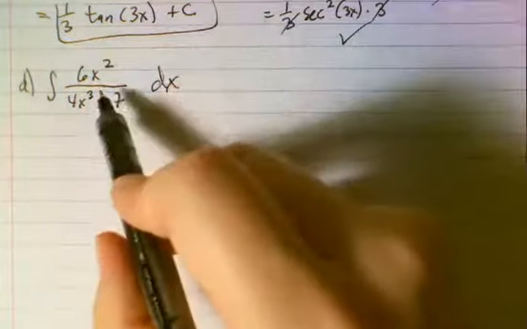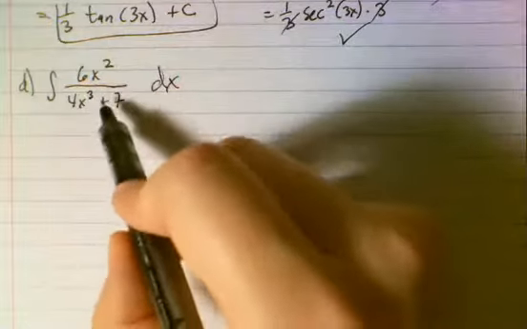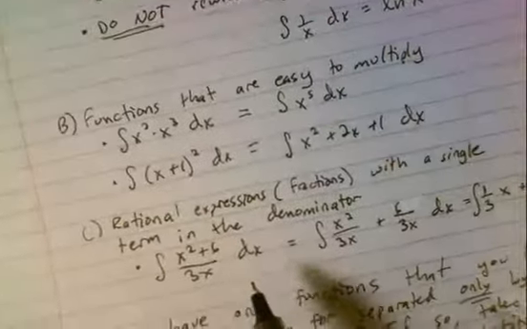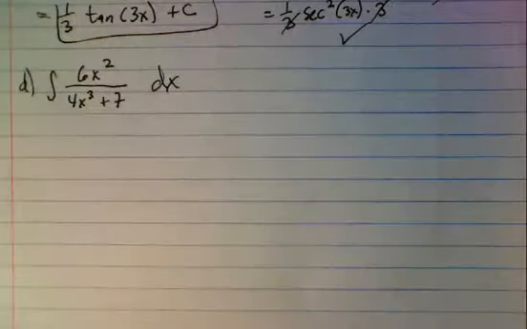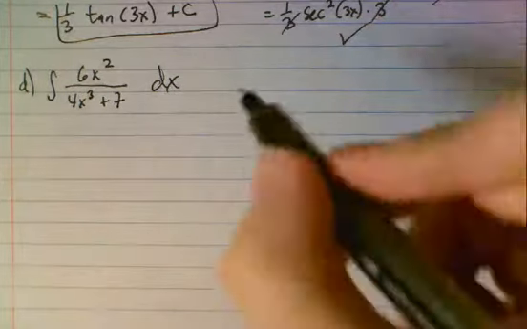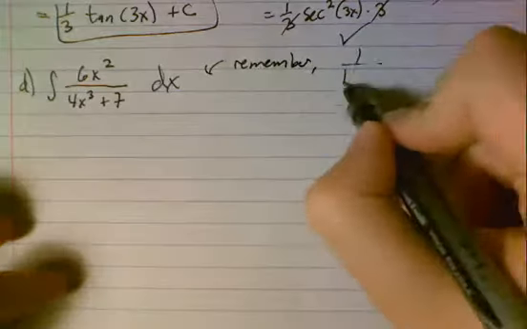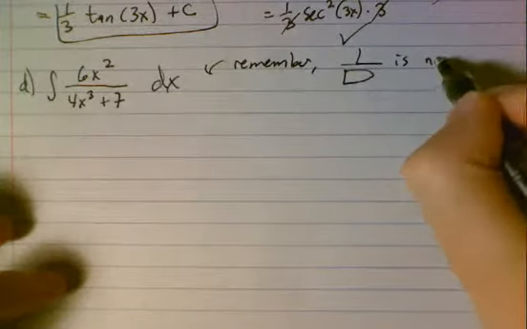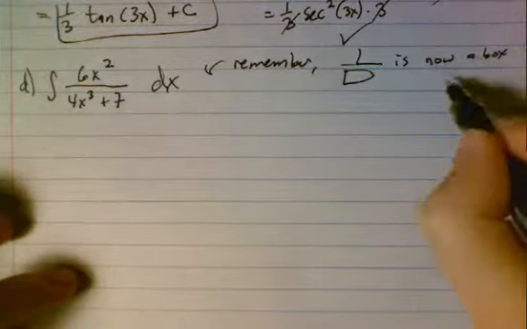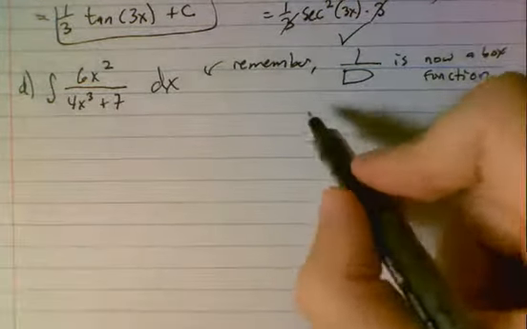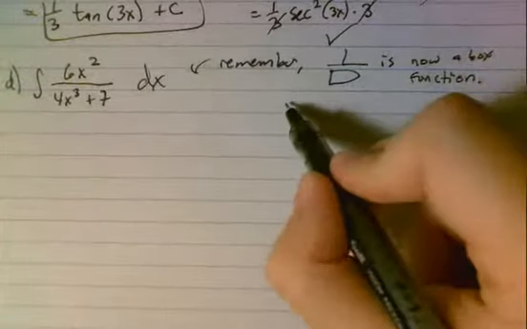Now, we saw that we could split up sometimes these rational expressions. However, in order to do that, we had to have a single term in the denominator. And here we don't, so we can't split it up. We have to look at something else that we can do with it. One of the things to remember here, 1 over box is now a box function. And there are a couple of other tips that I'm just going to sort of write out on the side here.